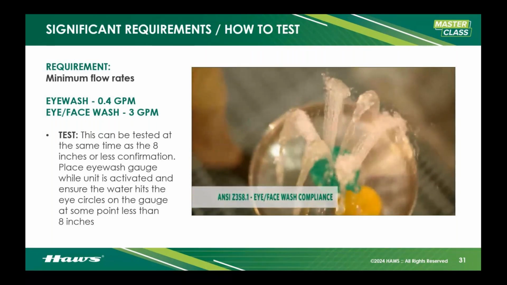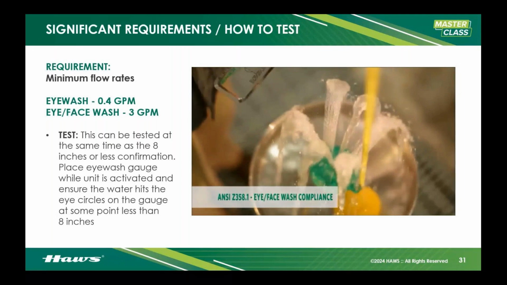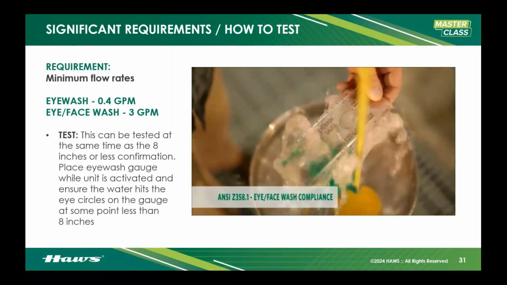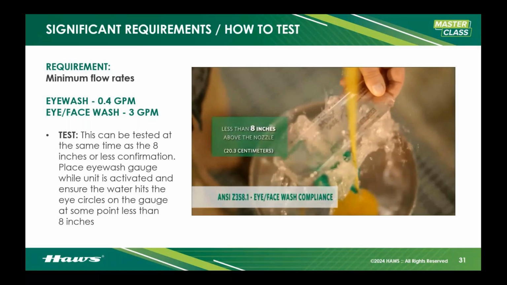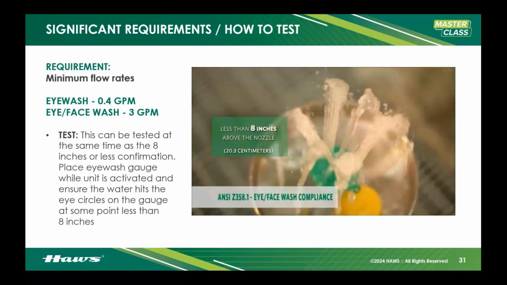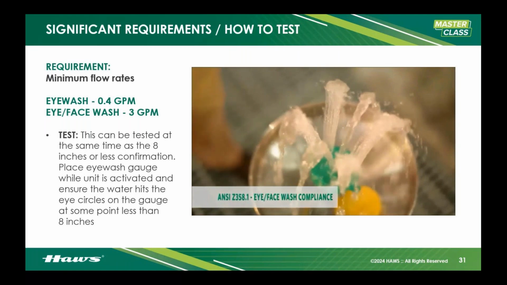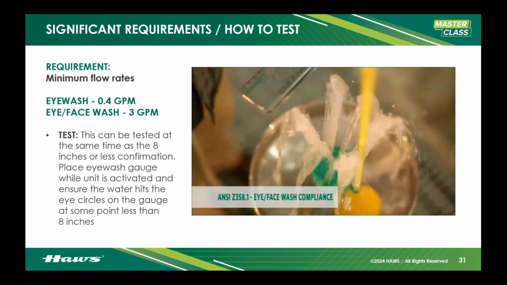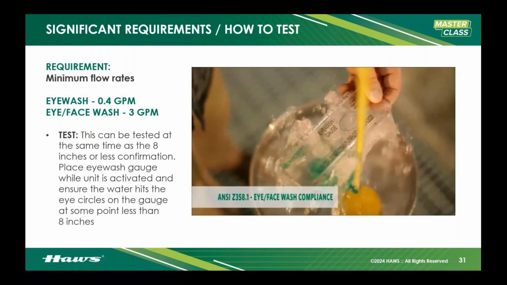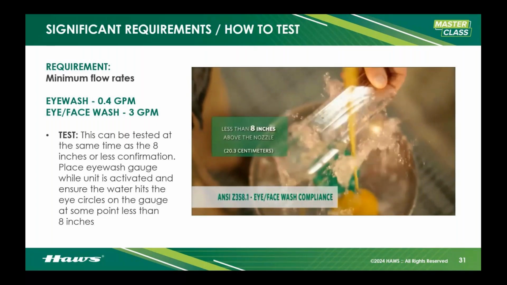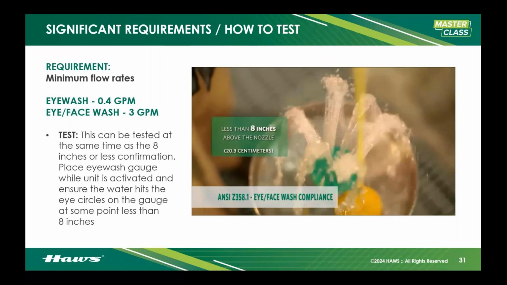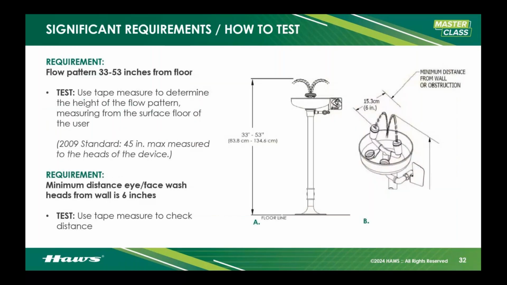Now that gauge can align at 8 inches or all the way down to just above the heads of the device. There's lots of different types of equipment out there, stuff that's designed much differently than what you see here in the photo or in the video. So anywhere between 0 and 8 inches, as long as that gauge aligns, it is considered compliant. Now the flow pattern itself, the water coming from the head, has to be between 33 to 53 inches from the floor. That's the top of the flow pattern.